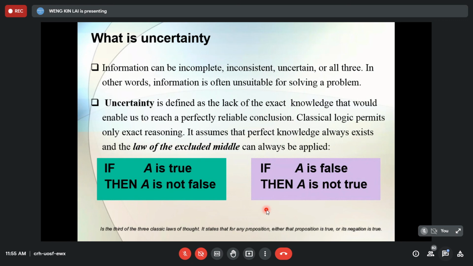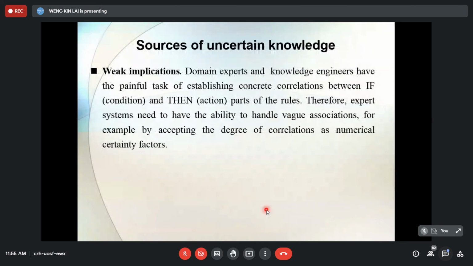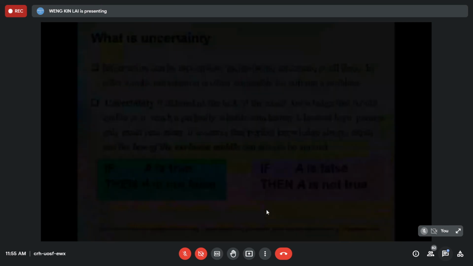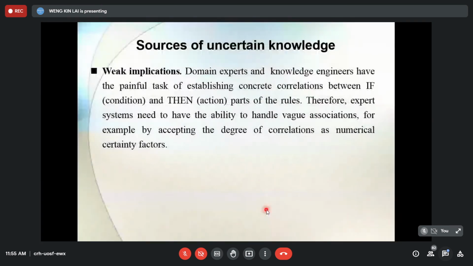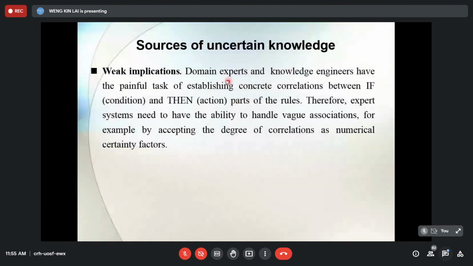So where are we? Okay. Talk about this law of excluded middle. Now we talk about the definition of uncertainty, right? So uncertainty is basically inexact knowledge. So what do we mean by it, and where are the sources? Where do you find such uncertain knowledge?